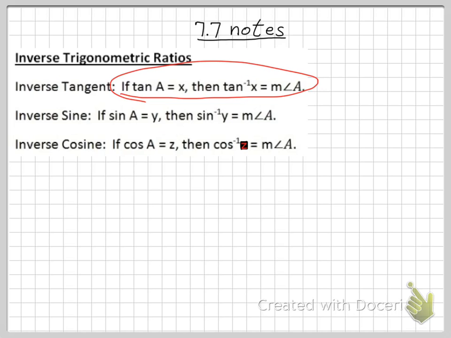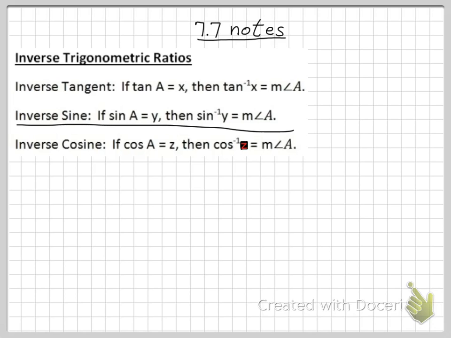So the inverse tangent of x will be the measure of that angle in degrees, like 45 degrees or 32 degrees or whatever. Continuing to read, if the sine of angle A is equal to y, then the inverse sine of y is equal to the measure of angle A. And finally, inverse cosine states that if the cosine of A is equal to z, then the inverse cosine of z is equal to the measure of angle A. That looks a little different because it didn't come out when I typed it, so I had to change it like that. Okay, moving right along.